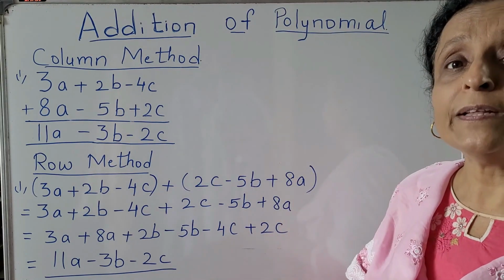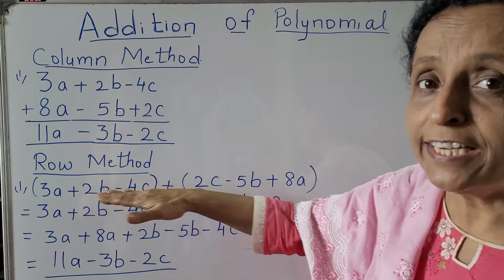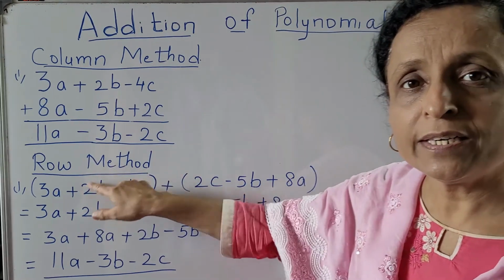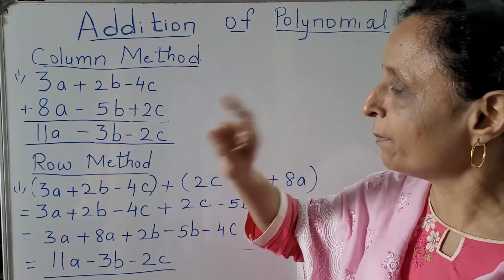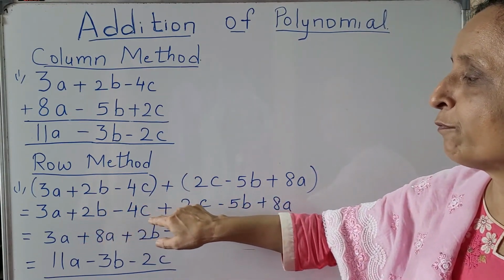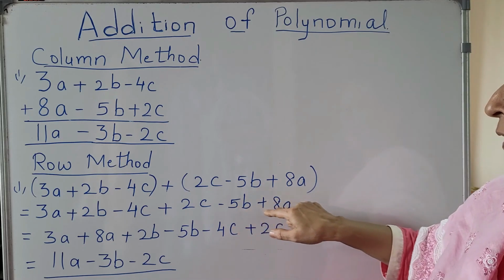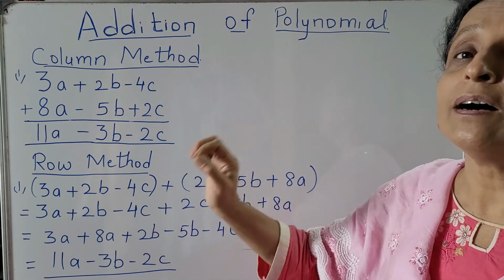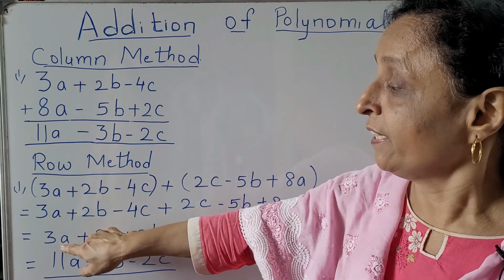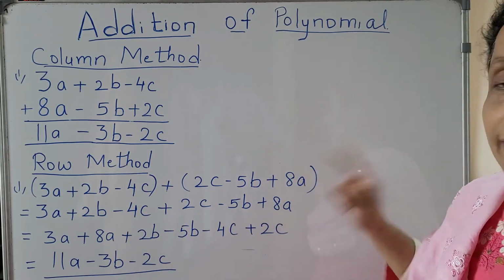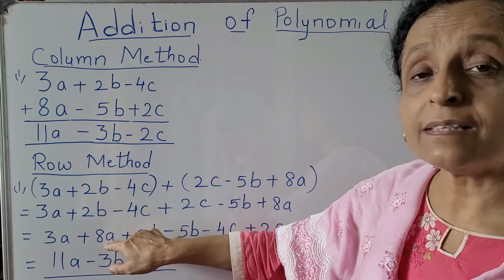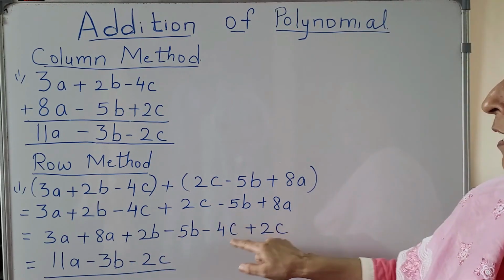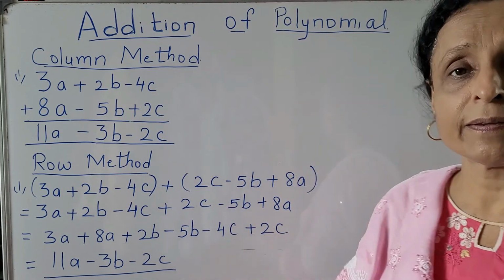The other is the row method. Here you arrange the polynomials in a straight line and put each in brackets. Next step, you remove the brackets. So 3a plus 2b minus 4c plus 2c minus 5b plus 8a. Now the next step is to arrange the like terms: a, b, b, c, c. Now 3a plus 8a is 11a, 2b minus 5b is minus 3b, minus 4c plus 2c is minus 2c.